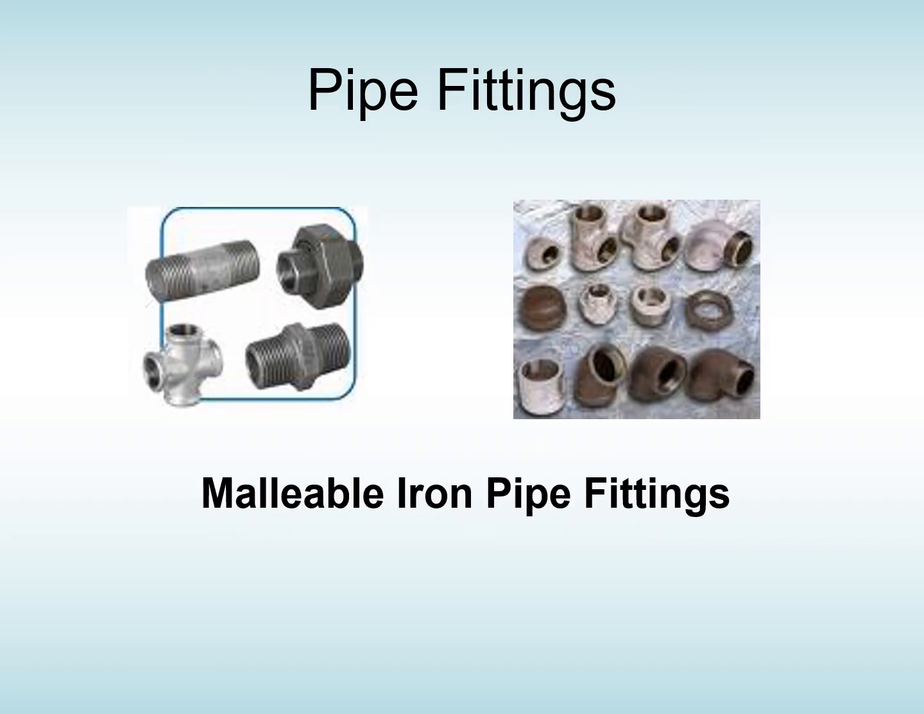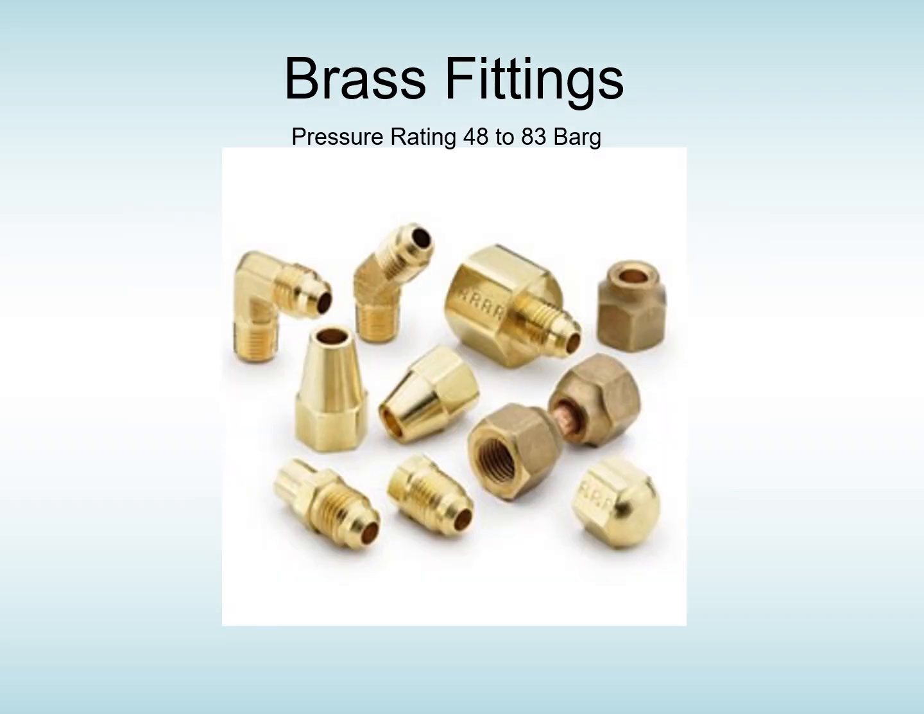Pipe fittings. Here you can see some malleable iron pipe fittings. They're only pressure rated to 150 psi or 10 bar. So if you're sticking them on a refrigeration circuit and that goes off at 17 to 20 bar, these aren't going to cut the mustard. Brass fittings, we all use these. Depending on what make it is, they're rated between 48 and 83 bar G.